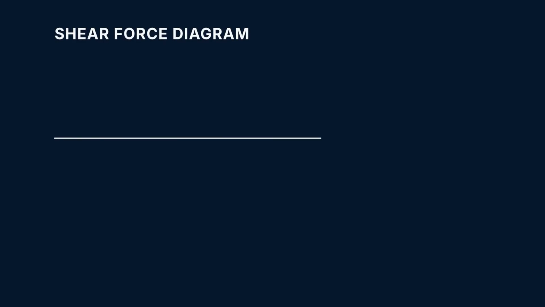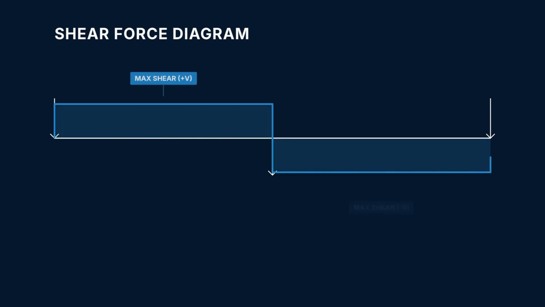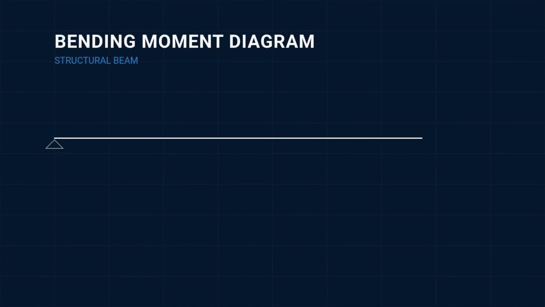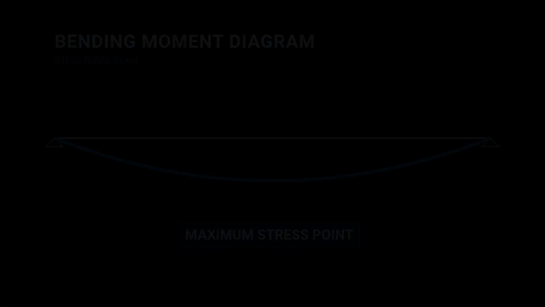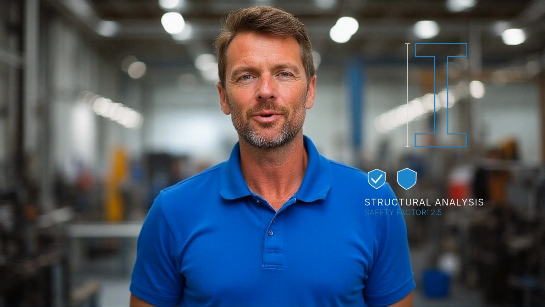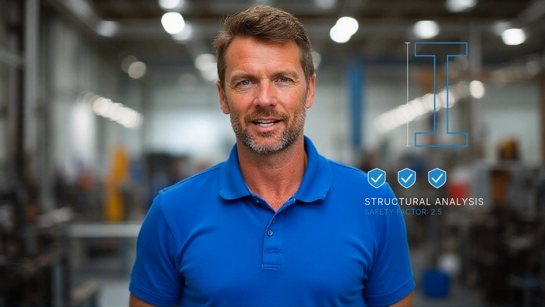The shear force diagram shows how the internal shear forces vary along the beam's length, helping you identify maximum shear locations. The bending moment diagram illustrates the bending moments throughout the beam, which is essential for determining the maximum stress points and required beam strength. These diagrams are fundamental for structural design, allowing engineers to properly size beams and ensure safety factors are met.